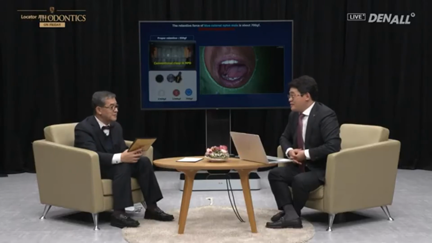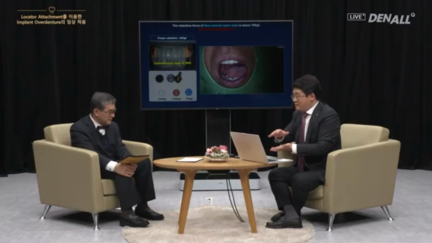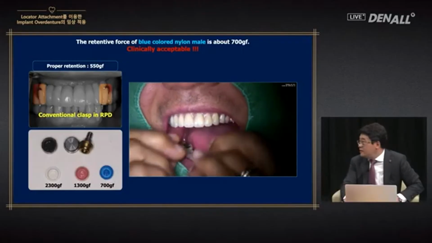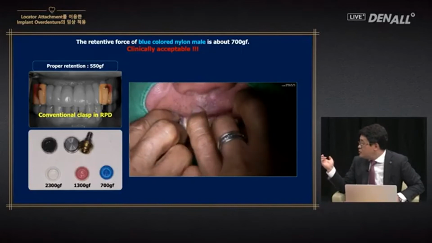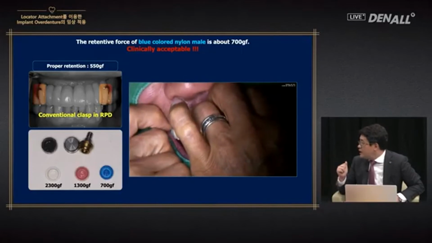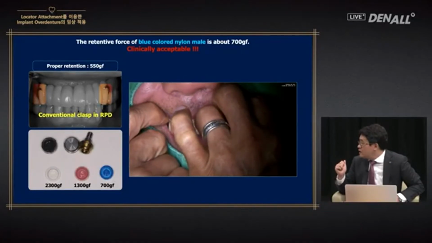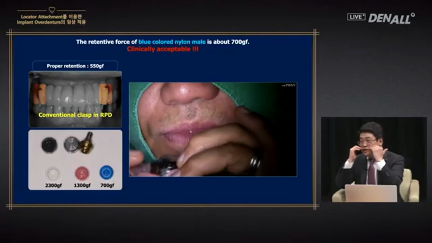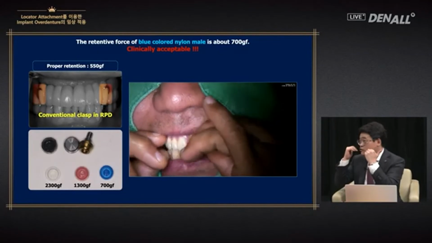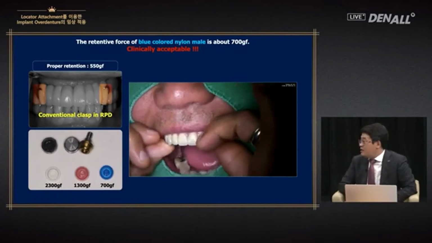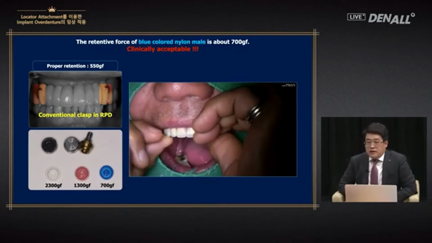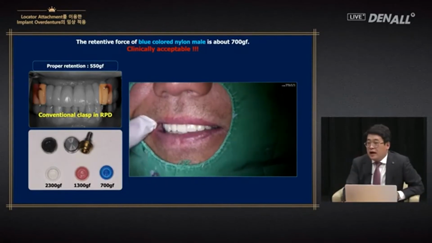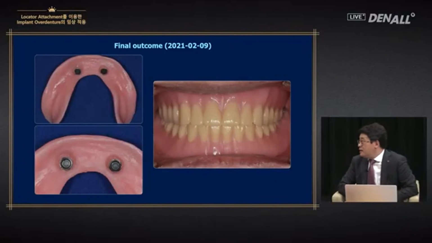You cannot order just blue. You have to order in sets. So the white is piling up. It's quite strong. As you can see, this is a male patient, and the patient is struggling to get it out, even though it is blue. It is quite difficult. Therefore, I make a ring or notch so that the patient can use it with more ease. The retention force is quite strong.